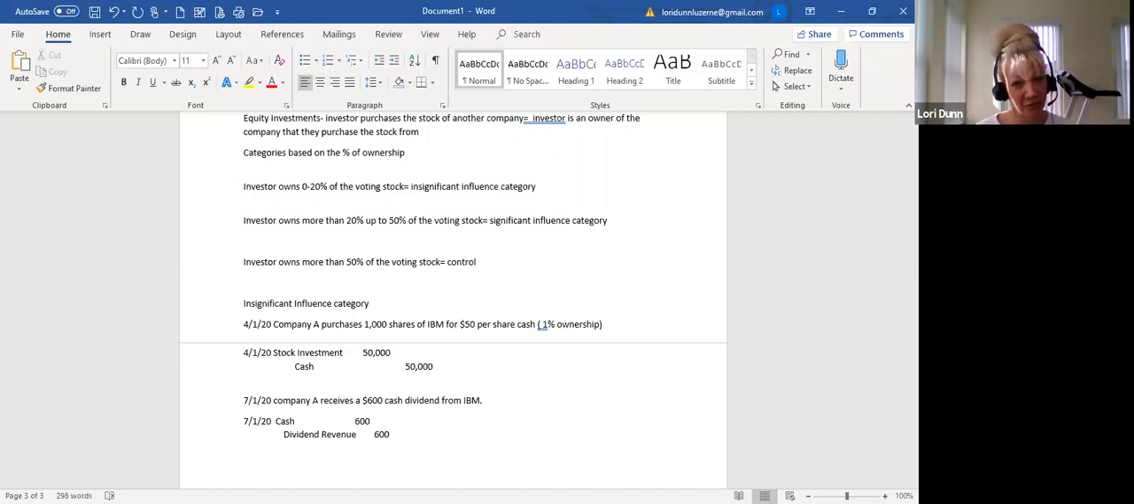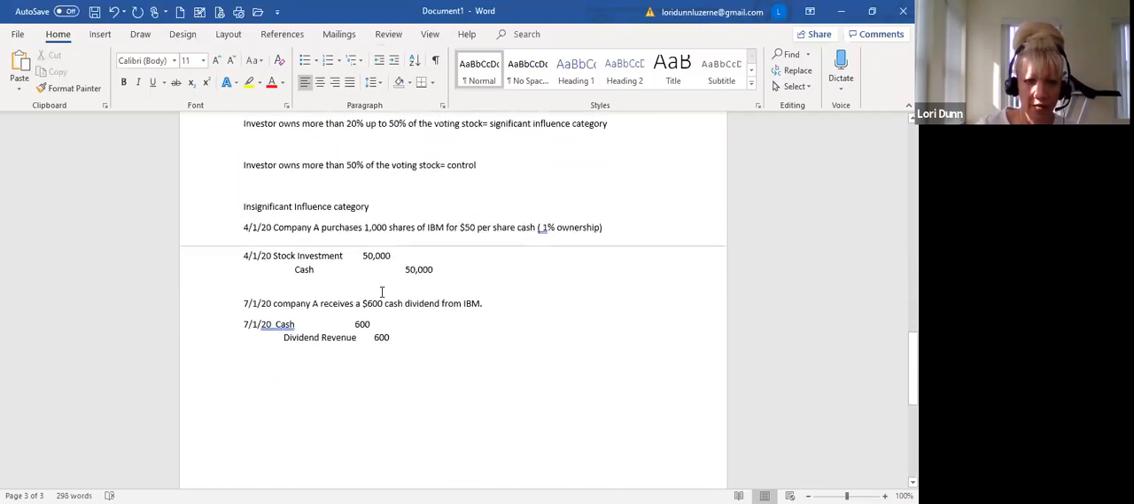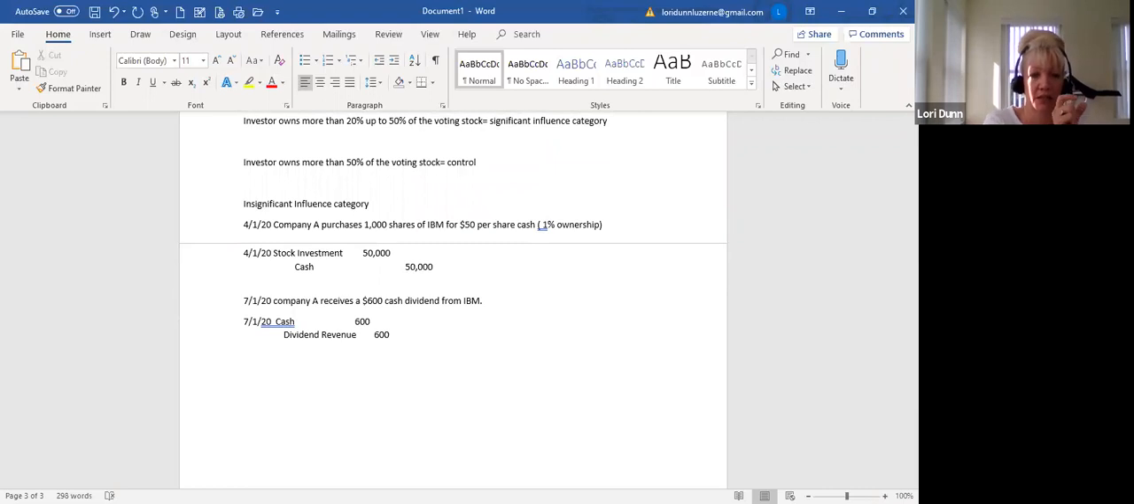It's going to be a little different if you have significant influence when you receive a dividend, okay? But here we just record the investment at what we paid for it. When we receive a dividend, we just record it as dividend revenue. Dividend revenue, like interest revenue, is reported in the other revenue and expense area of our income statement. So it increases net income just like any other revenue. Questions?